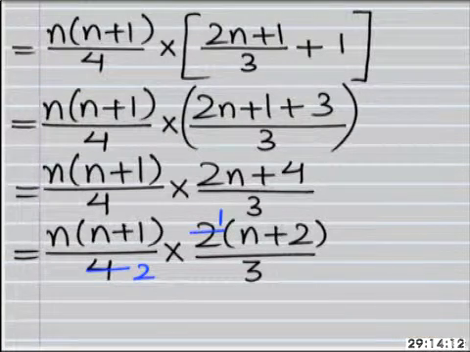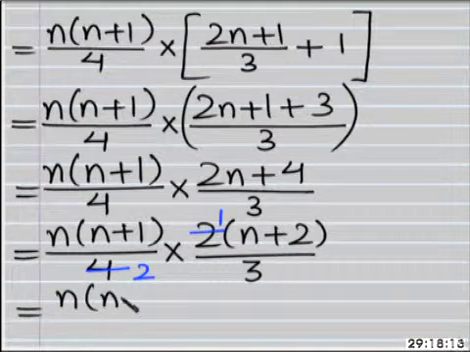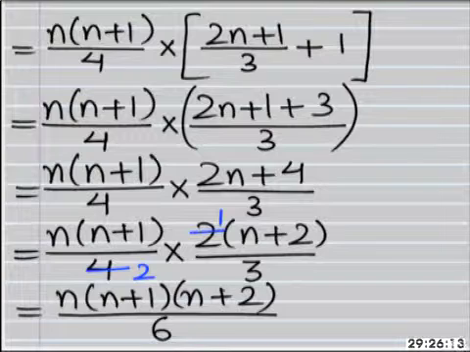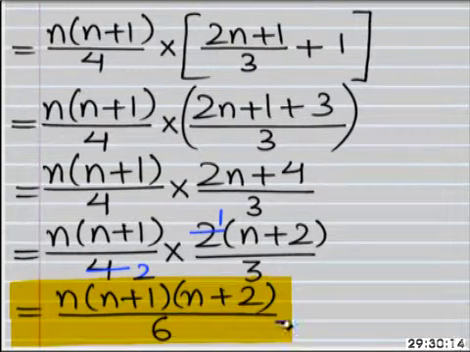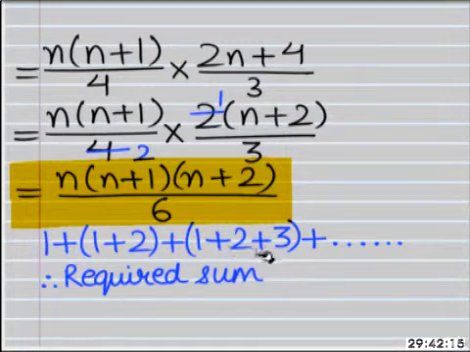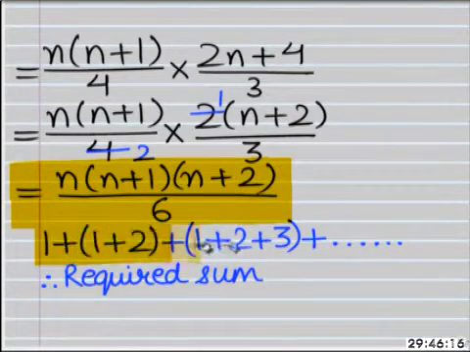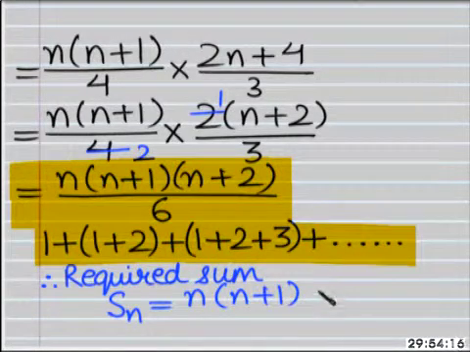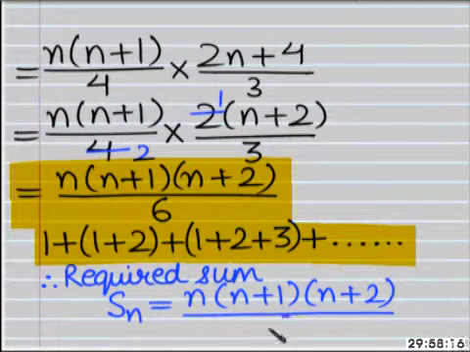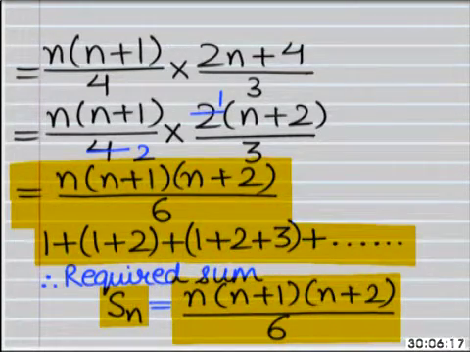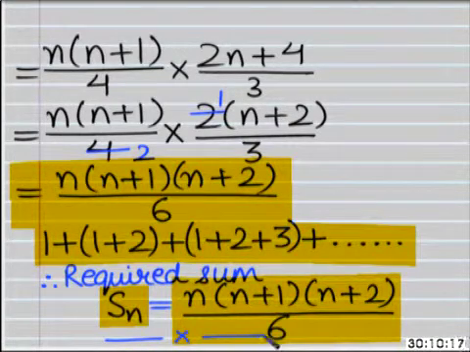On solving, it is further equal to n(n+1)(n+2)/6. Therefore, the required sum of first n terms of the given series 1 + (1+2) + (1+2+3) + so on, that is Sn, is equal to n(n+1)(n+2)/6, which is the required solution.